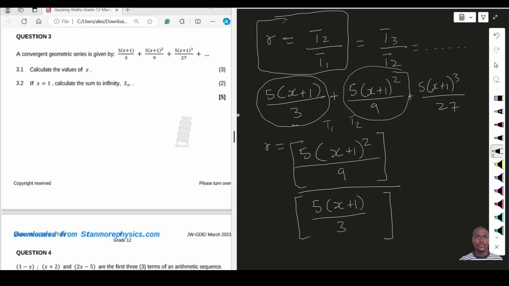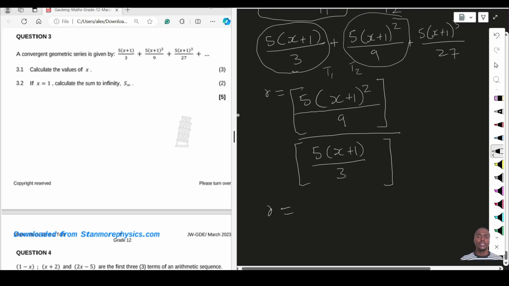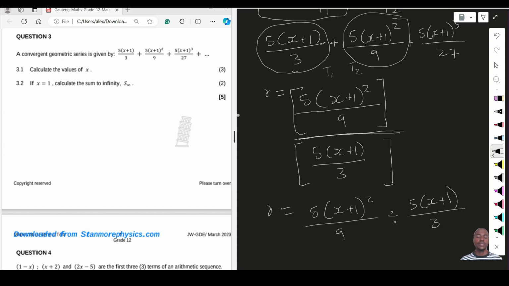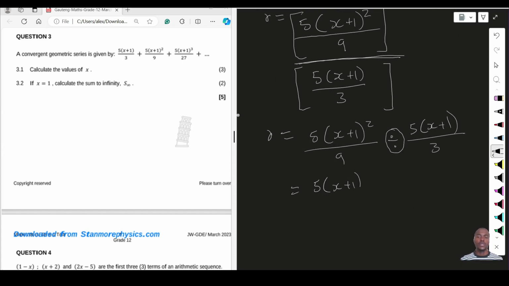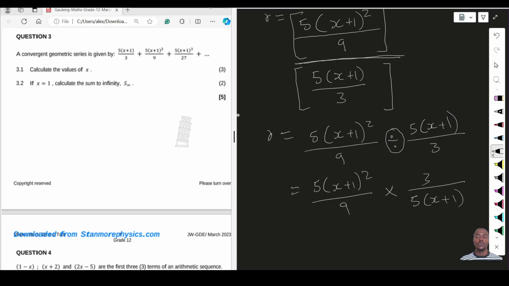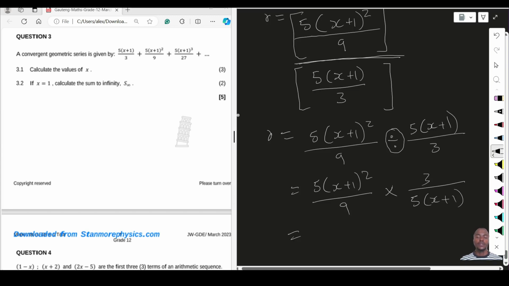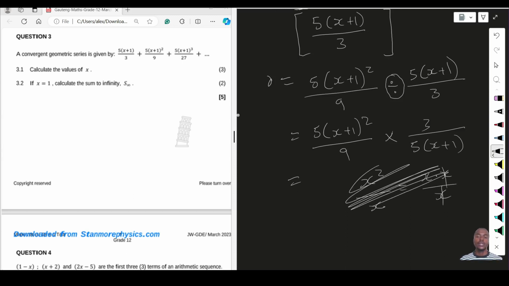So now we are looking for the values of x. So r is equal to what? I can remove this division line by saying 5x plus 1 squared all over 9 divided by 5x plus 1 divided by 3. From there, you should change this division. So we'll say this is 5x plus 1 squared all over 9 multiplied by, when you change that, the 3 goes up, then 5x plus 1 goes down. It's the same as having a situation where they say x squared divided by x. So this is the same as saying x times x all over x. One x will be cancelled.